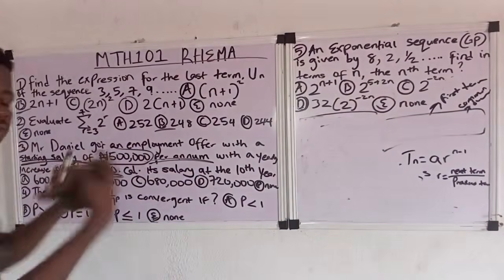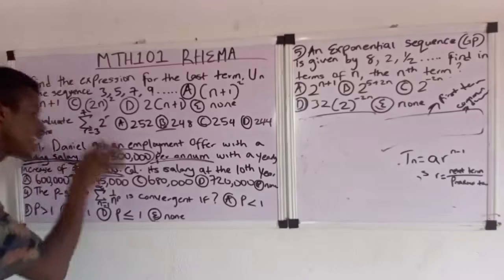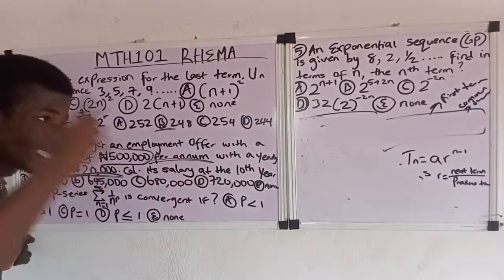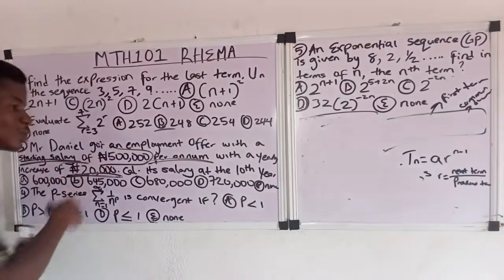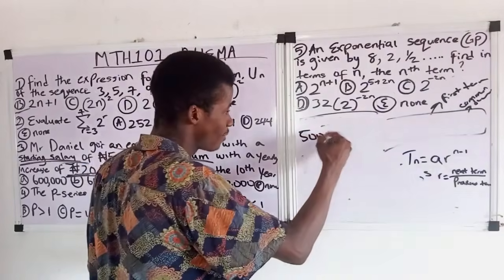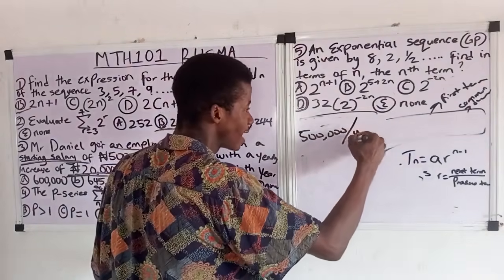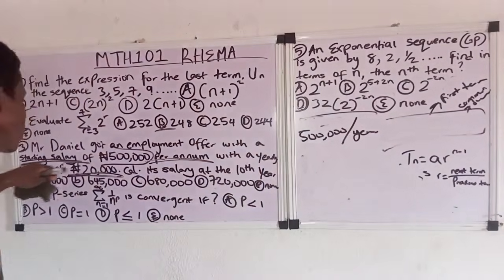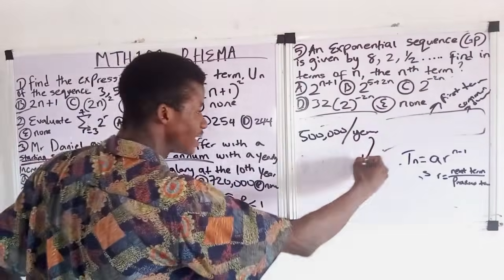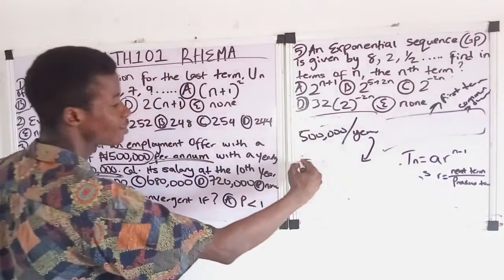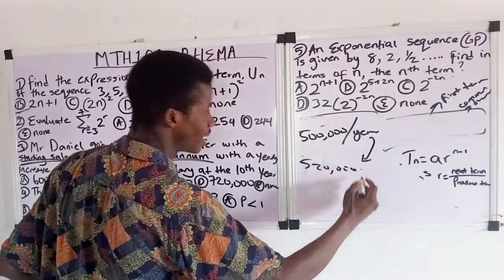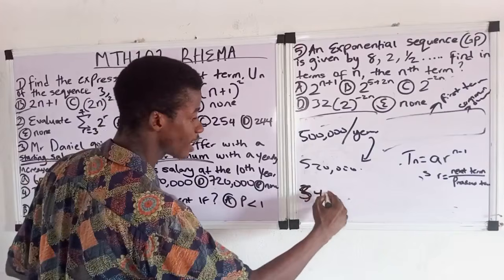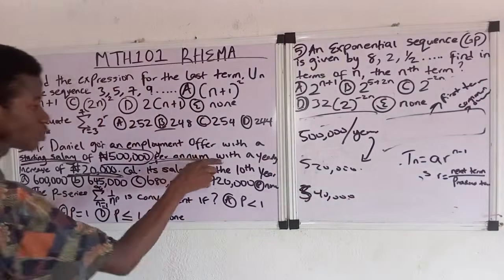Let me interpret it. Mr. Daniel was offered an employment, and his starting salary is 500,000 naira per year. So the starting salary for that year is 500,000, with a yearly increase of 20,000. For the next year, it will be paid 500 and 20,000, which is 520,000. In the third year, it will be paid 540,000, right? So that is what this means.